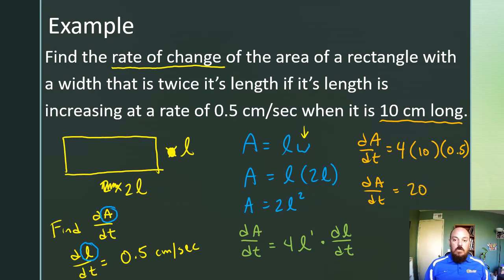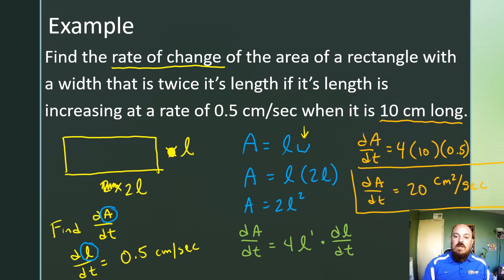And now let's make sure our units are right. You want to do units on these. So we were measuring in centimeters, but this rate is for area. So it's going to be square centimeters per, and then time is measured in seconds. And that's going to be our answer, is 20 square centimeters per second.